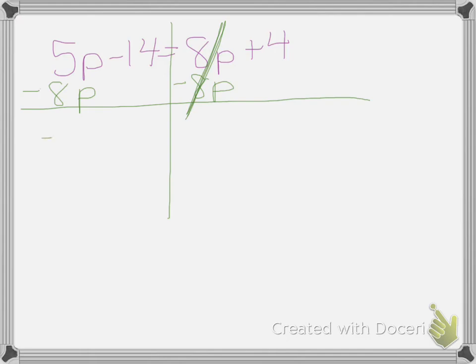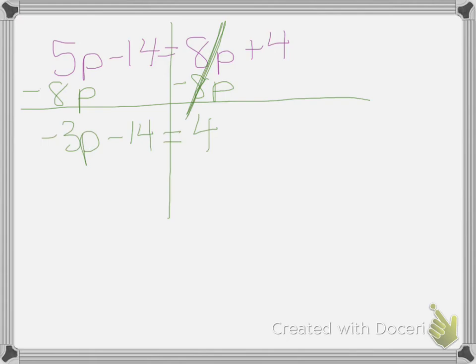They're only on the left. And 5p minus 8p is negative 3p. I bring down my minus 14, keep my equal sign in the same spot, and it's equal to 4. And now this is something we know how to do very well. It's a two-step equation. There's no distributing, so I don't need to distribute.